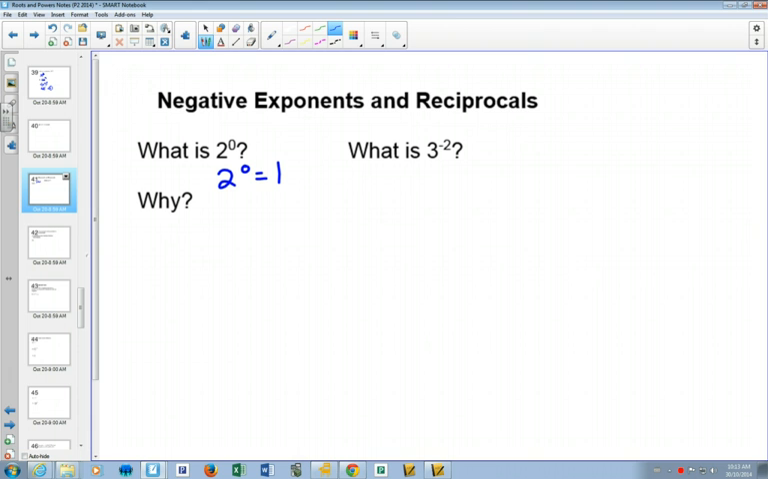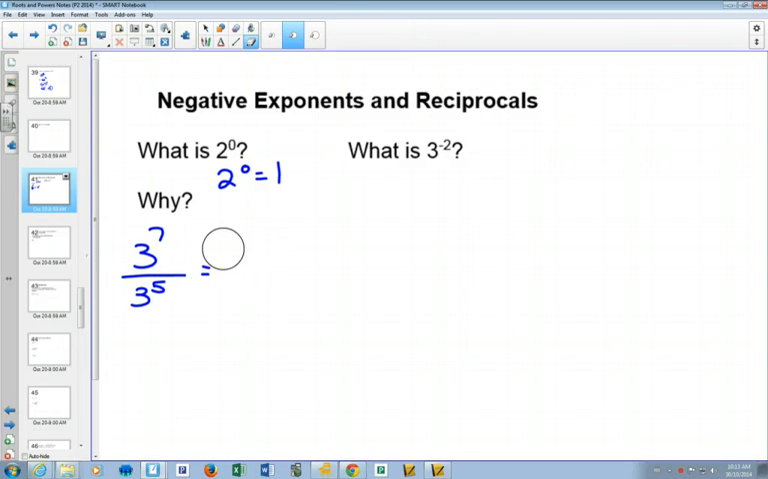Well, we're going to see if we can explain why it works a couple different ways. Okay? We're going to try and explain why it works using some of our rules. First of all, what are your rules if you had to simplify this? Minus the exponents, right? So you get 3 to the 2, which is 9.